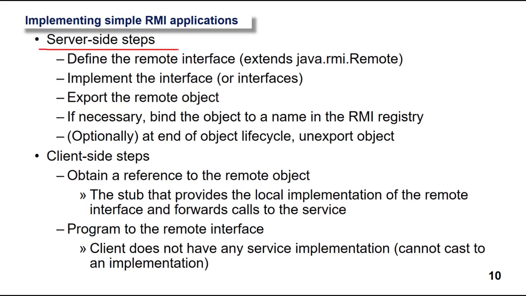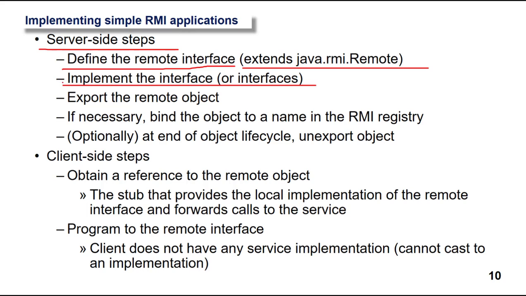The server side steps are: the first thing is that we need to define the remote interface. The interface is the most important component here because it's what's used by the Java environment to create the stub and the skeleton that we're going to use for communication and marshalling and unmarshalling of parameters, etc. The remote interface needs to extend java.rmi.Remote. Obviously, we need to provide an implementation for the interface or interfaces that we make remote. There's not much use if we create an interface that's not implemented.